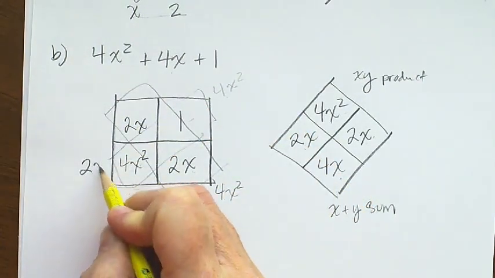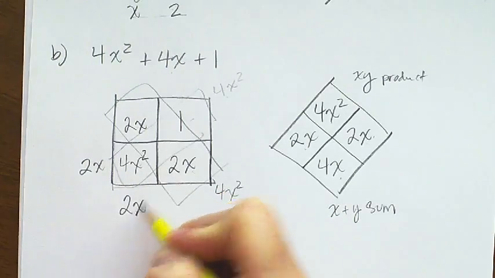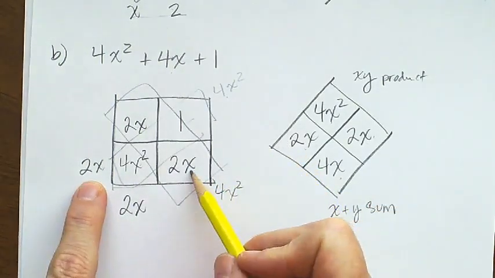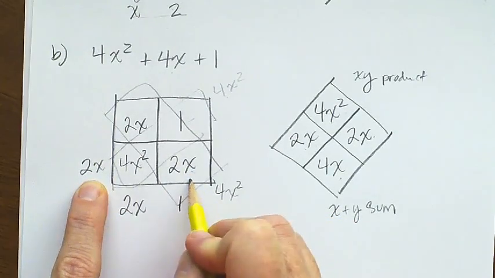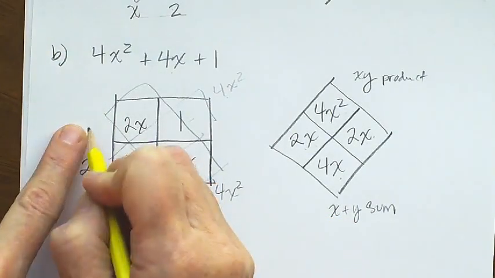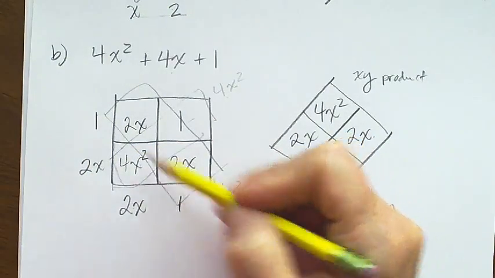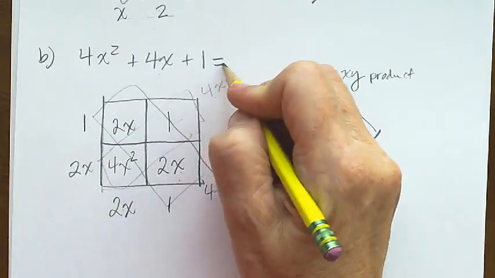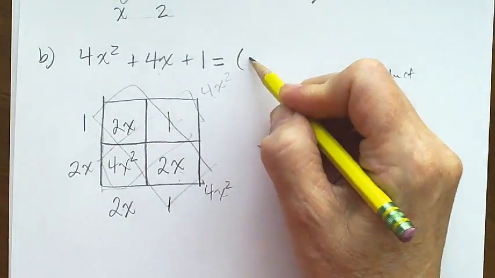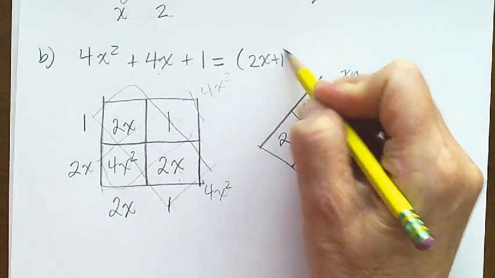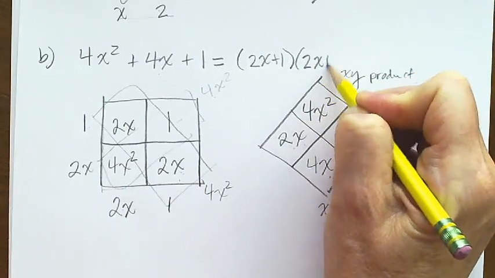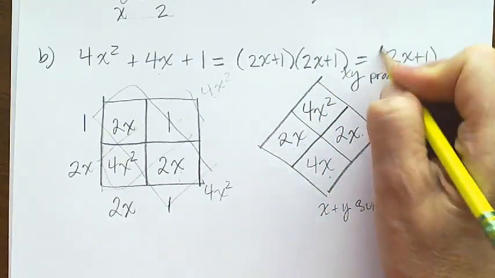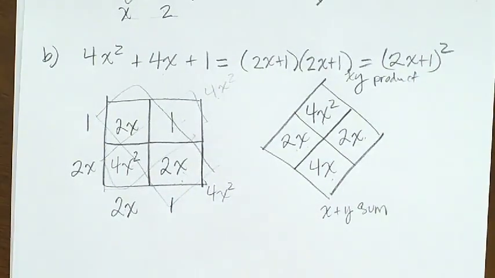So I know that's going to be 2x and 2x, although it could have been 4x and 1x, but I know that 2x times 1 is going to give me 2x, and 1 times 1 is going to give me 1. So this is going to factor into 2x plus 1 times 2x plus 1, which could be written as 2x plus 1 squared.